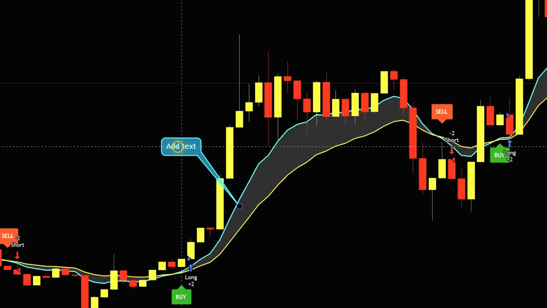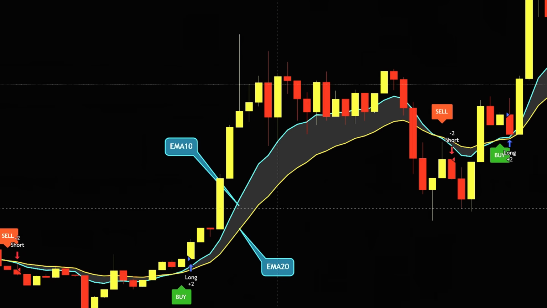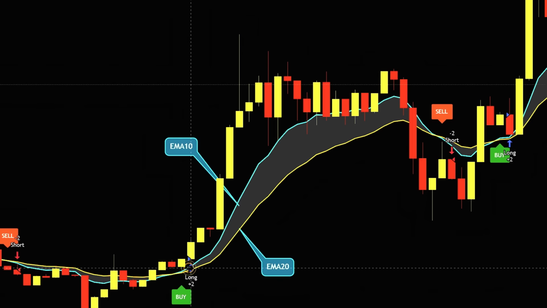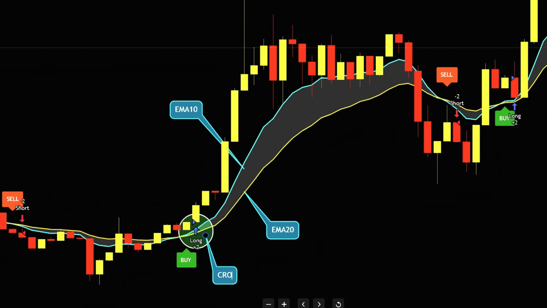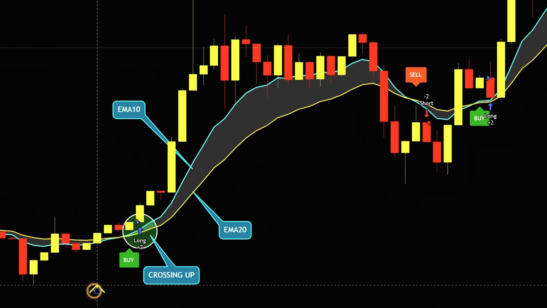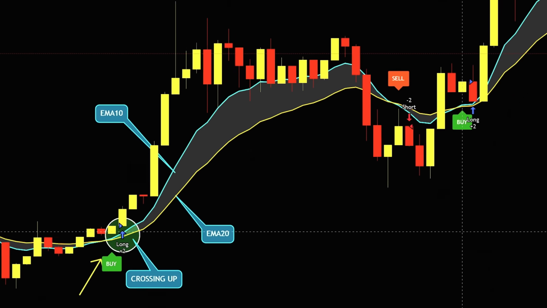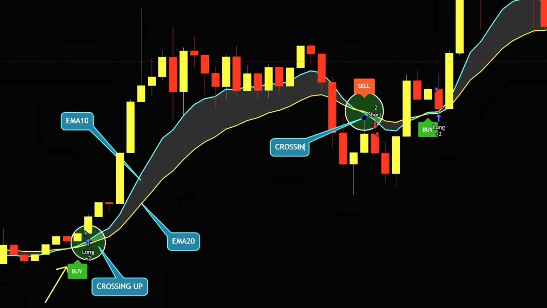Basically, it uses two moving average lines. When the faster line crosses above the slower one, boom, you got a buy signal. And when it crosses below, you get a sell signal. Super simple, right? It tells you exactly when to think about getting into a trade.